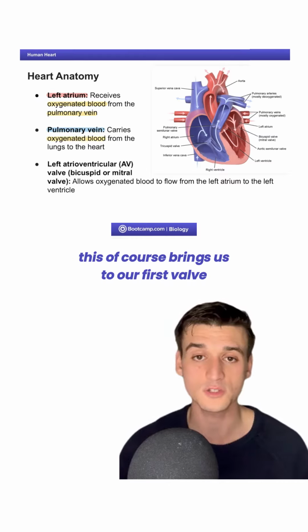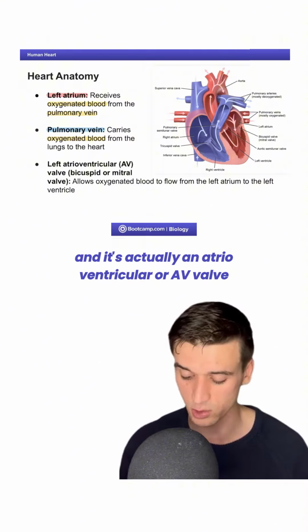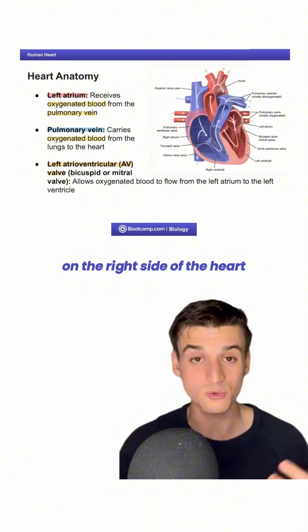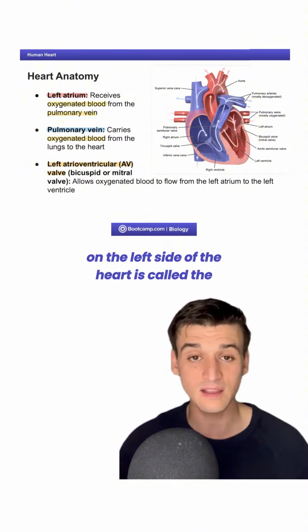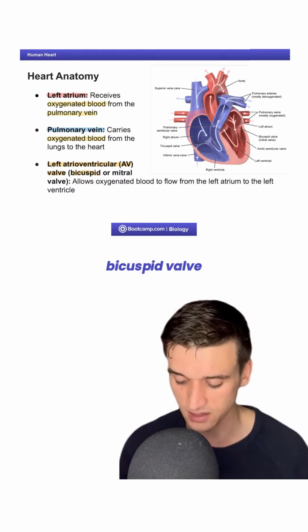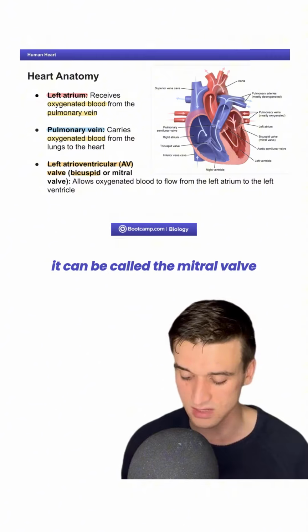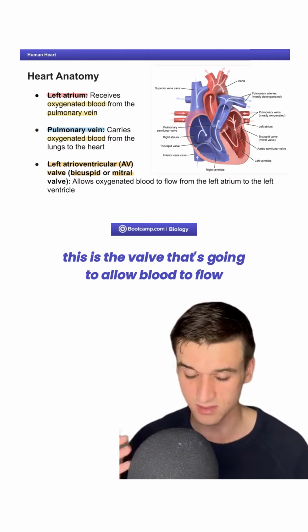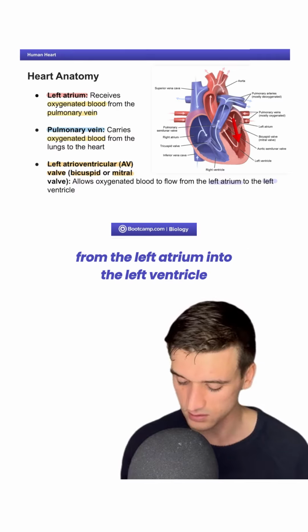This, of course, brings us to our first valve on the left side of the heart, and it's actually an atrioventricular or AV valve. Again, it's just the left atrioventricular or AV valve. Now, where the AV valve on the right side of the heart was called the tricuspid valve, the AV valve on the left side of the heart is called the bicuspid valve. But the left side actually has an additional third name. It can be called the mitral valve. And for this left AV valve, we are going to expect that this is the valve that's going to allow blood to flow from the left atrium into the left ventricle.